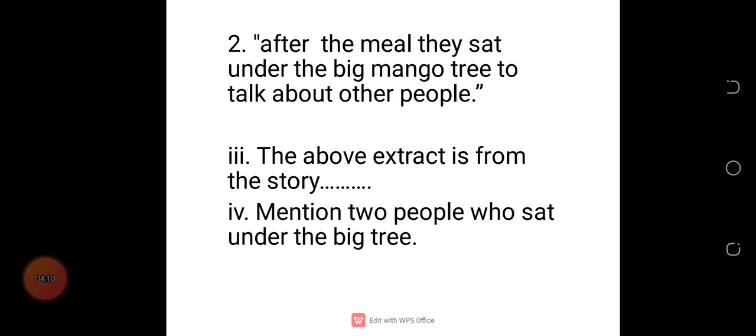Then number 2 says, after the meal, they sat under the big mango tree to talk about other people. The question there says, the above extract is from the story dash. So here you are not told where this extract is coming from. You have to tell which story the extract is being taken from. Then it says, mention 2 people who sat under the big tree. I hope you can guess this. This is quite an exercise that you would have to go through, so I won't raise any comment on that.